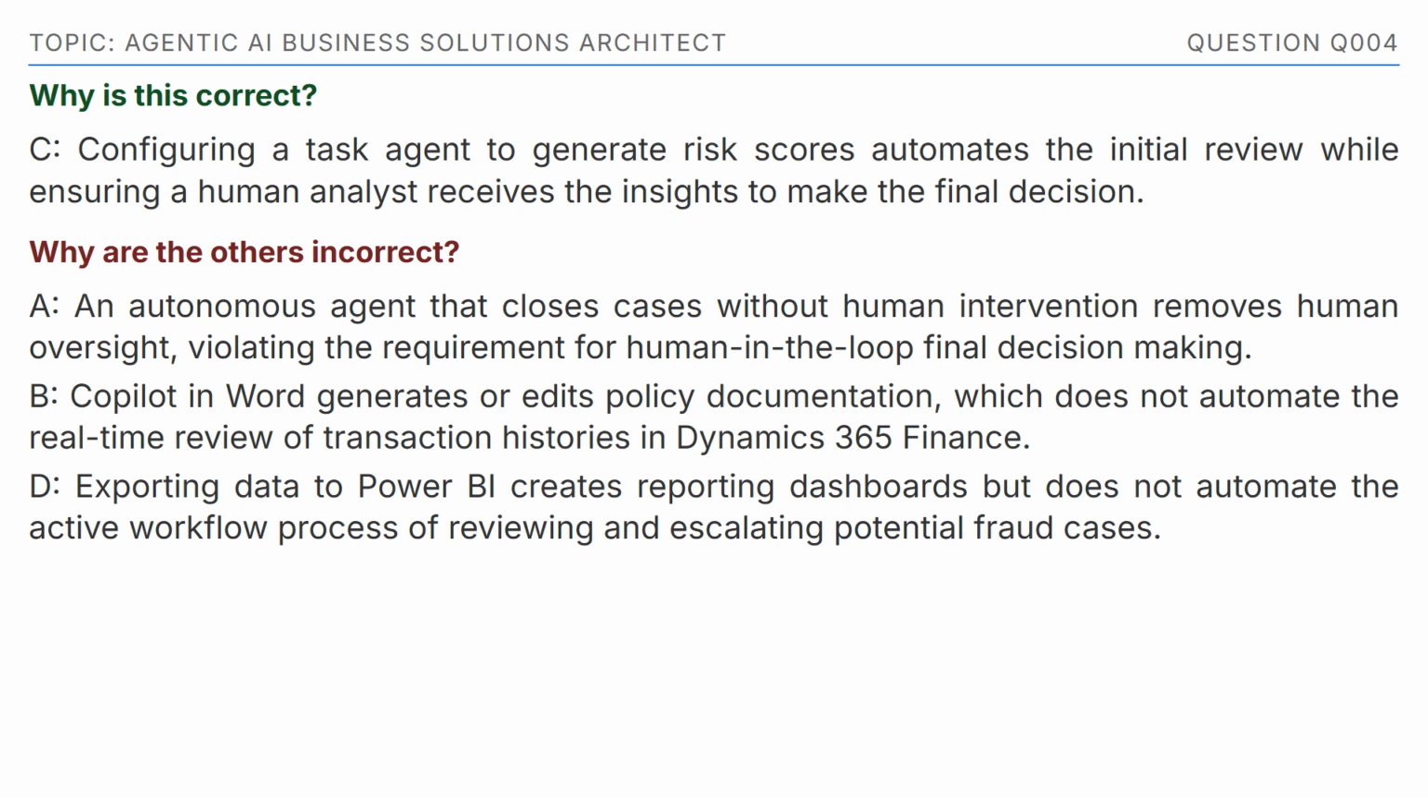Configuring a task agent to generate risk scores automates the initial review while ensuring a human analyst receives the insights to make the final decision. Why are the others incorrect? A. An autonomous agent that closes cases without human intervention removes human oversight, violating the requirement for human-in-the-loop final decision-making.